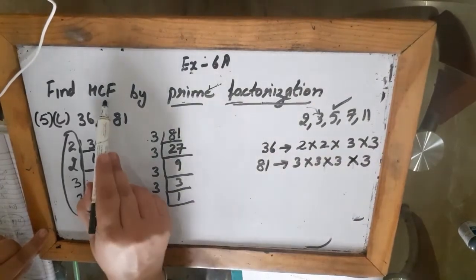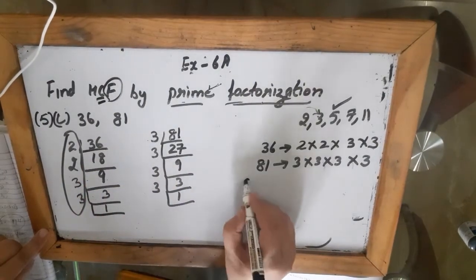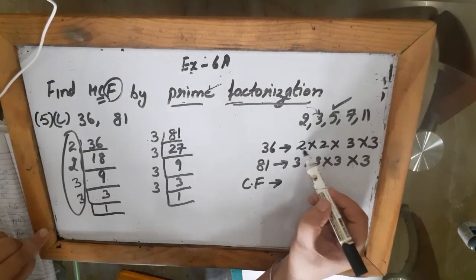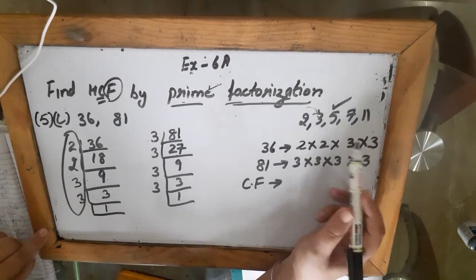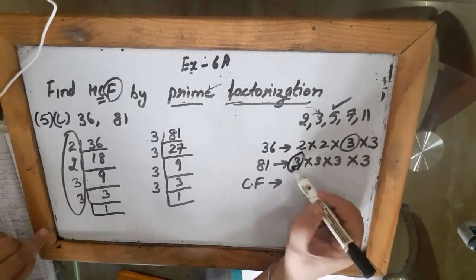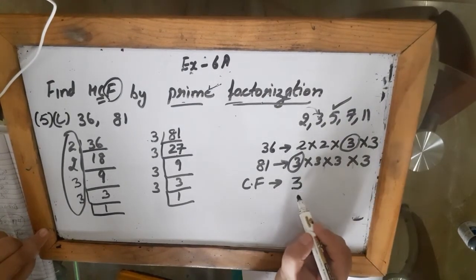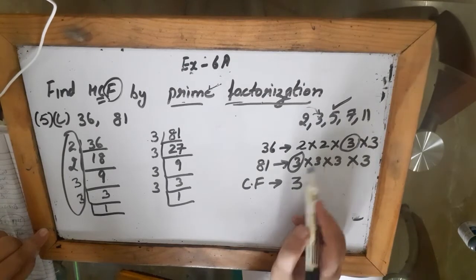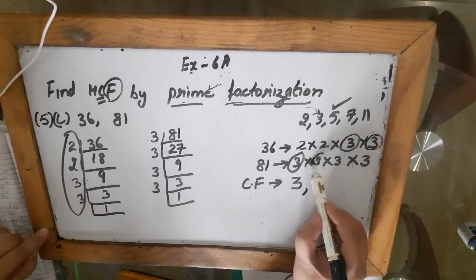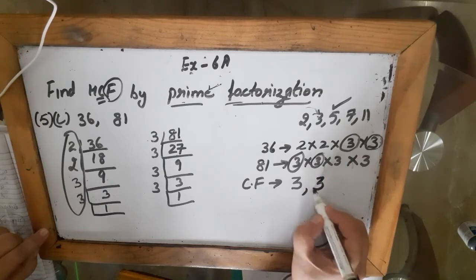Now I have listed the factors of 36 and 81. Now I have to find the common factors in both of them. You can see here, you have 2 and 2, but here you don't have any 2, so 2 is not common, so I cannot take it. This 3 and this 3 make a pair, both are common, so I take this common factor only once. Then 3 is common again, and this 3 is common again. So 3 and 3 again are common, so take it only once.